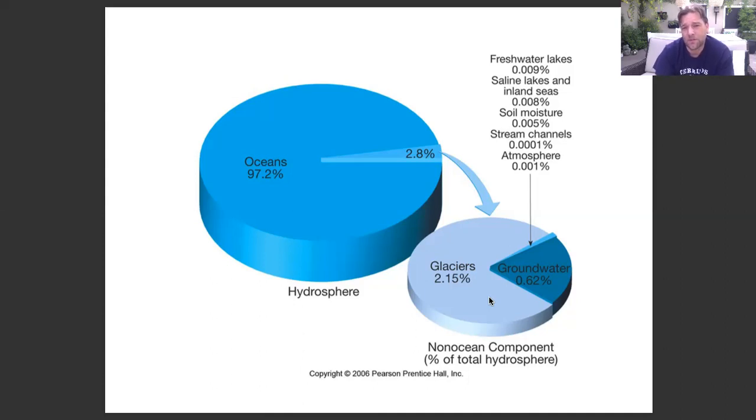And then groundwater is the next largest amount. And groundwater is something we're going to need to address and talk about because we continuously use it and it's not getting recharged as much as it's being taken out. You can see then here we've got freshwater lakes and saline lakes and soil moisture and stream channels and the atmosphere, all a very small portion of the water that is found on our planet.